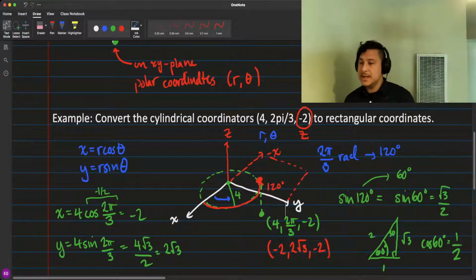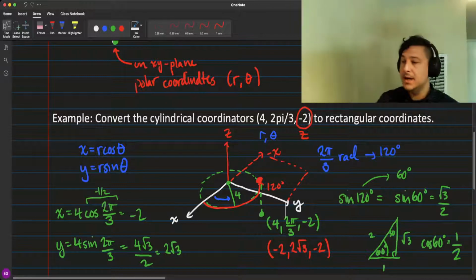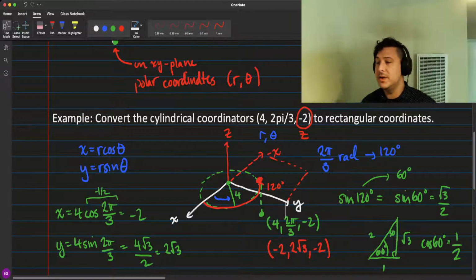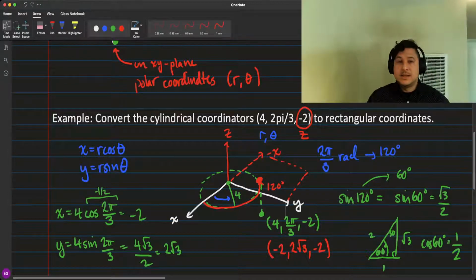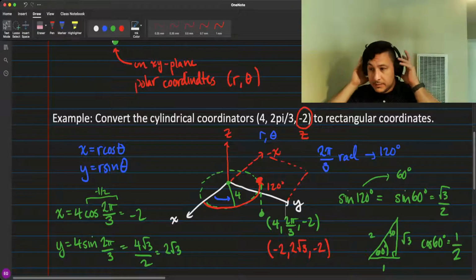Okay, so I just want to ask, does it make sense how I was able to take my 4 comma 2 pi over 3 comma -2 and draw the point? And are there any questions about getting the x and y values? So I'm just going to give you a moment to look at this and see if you have questions. I'm going to quickly go pour coffee while you look at this.